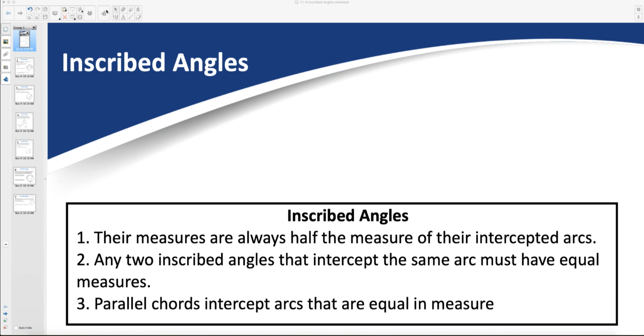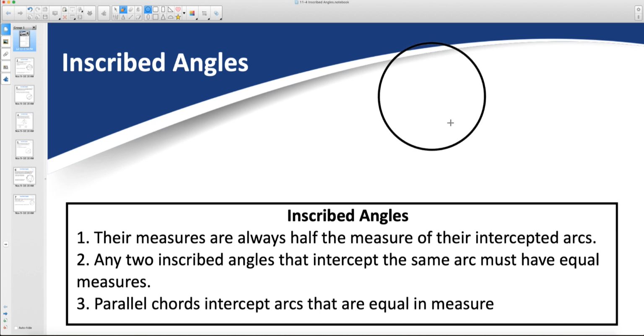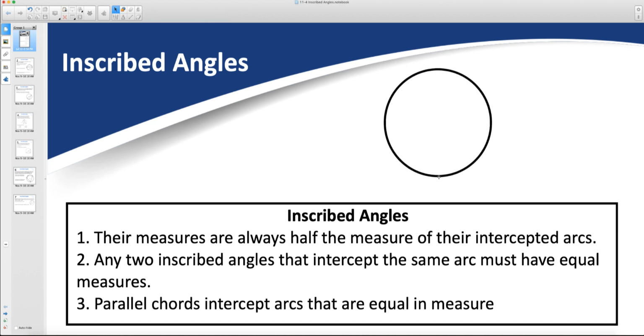So we're going to spend another day on inscribed angles, but we're just going to add a couple of additional theorems here. If you remember from the other day, an inscribed angle is where the vertex is on the circle. So this here would be an example of an inscribed angle. And one thing about an inscribed angle is that its measure is half the measure of the intercepted arc. So for example, if this was 60 degrees, then this inscribed angle would be 30 degrees.